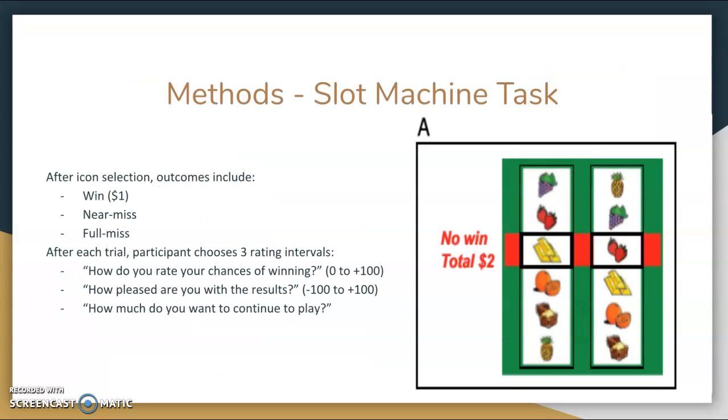So in the methods, as we keep going with the slot machine methods, after the icon selection, there are 3 different outcomes as seen below. And after each trial, the participants had to choose 3 rating intervals, and that included: how do you rate your chances of winning, how pleased are you with the results, and how much do you want to continue to play.